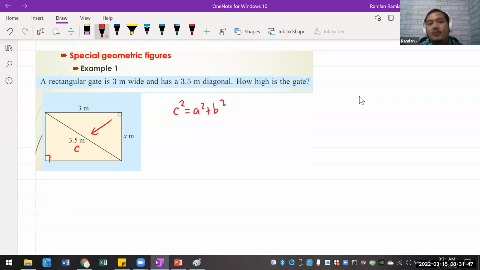It doesn't matter which one is A and B. I'm going to name this A and this B. You can have this A and this B, it's the same thing, okay? Now we have, again, a right angle triangle, and the right angle triangle that we are focusing on is this one.